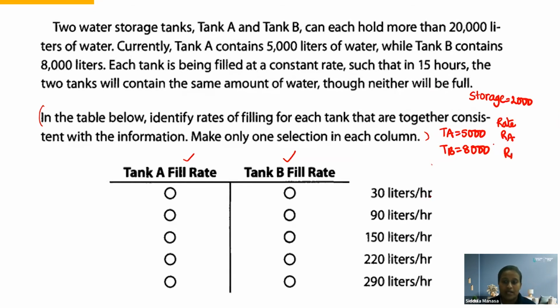Now, what is given? Let us see. Okay, so this is the information from the question so far. And one other piece of extra information given here is that in 15 hours, the two tanks will be containing the same amount of water. So 15 hours, same quantities in both tank A and tank B. Now let us solve the question. As we know, in 15 hours, both become equal.